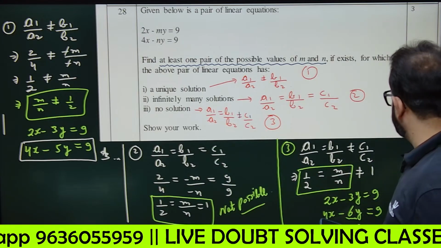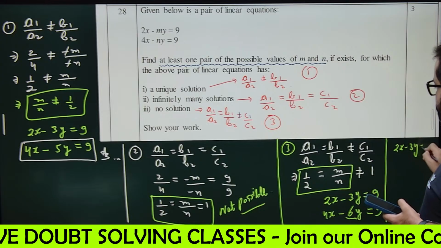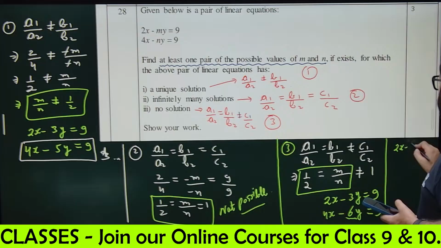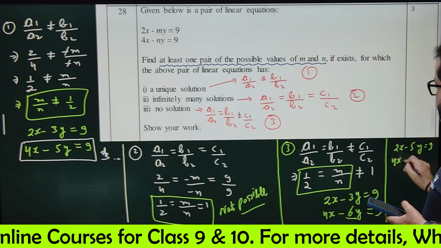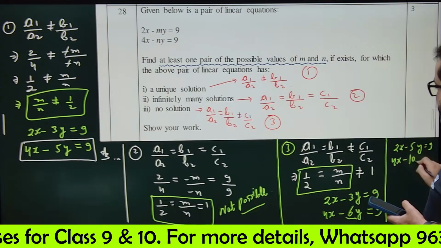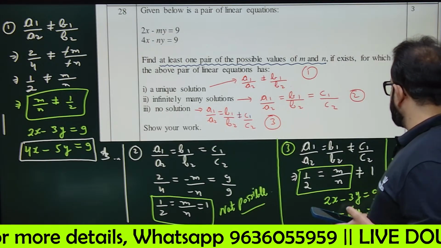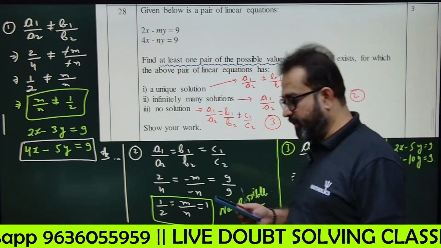That way you have to frame. Also you can make it like this: 2x minus 5y equals 9. The other equation will be 4x minus 10y equals 9. Sorted. A1 upon A2, 1 by 2. B1 upon B2, 1 by 2. Sorted. M by N. Okay.